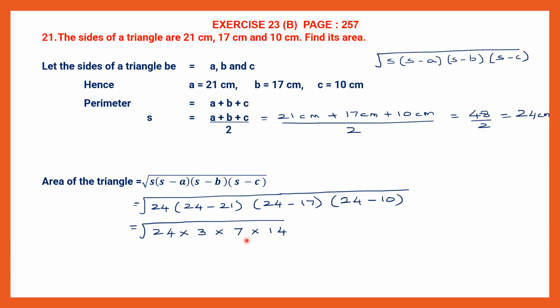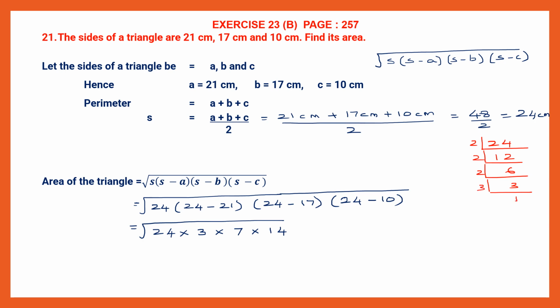Now 3 and 7 you don't have to break up. They're already prime numbers. Let's break up 24 and 14 into their prime factors. So let's divide 24 by the prime numbers and get the prime factors. So 2 12s are 24. Then 2 6s are 12. Then 2 3s are 6. Now 3 1s are 3.